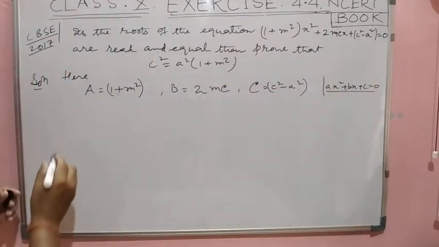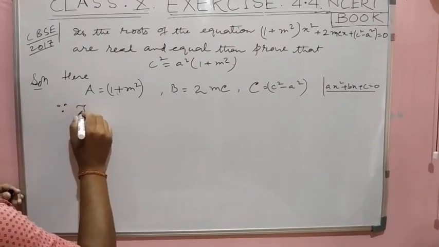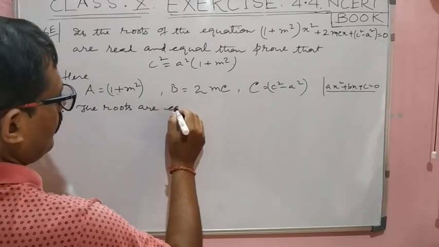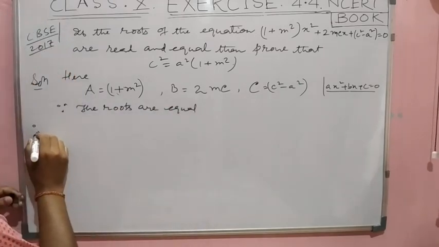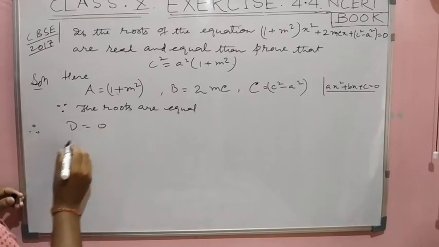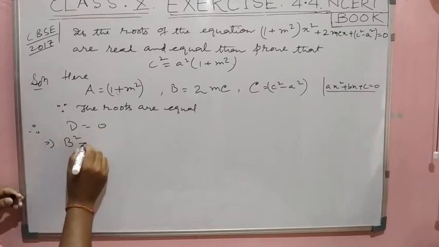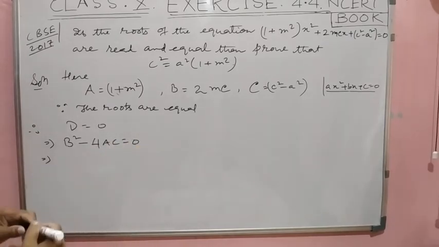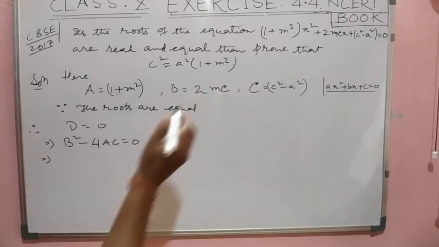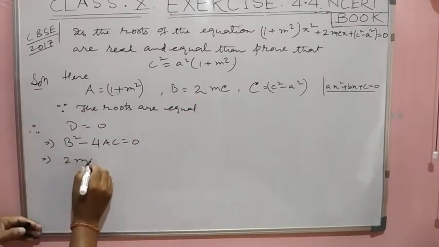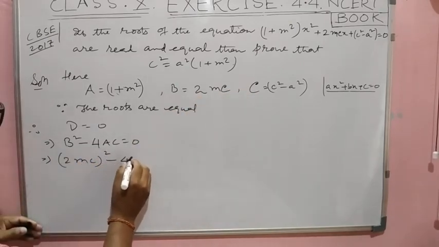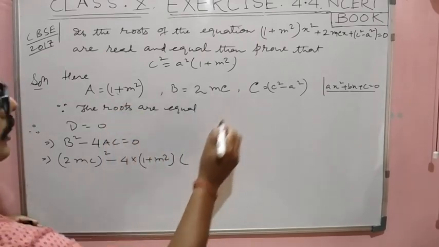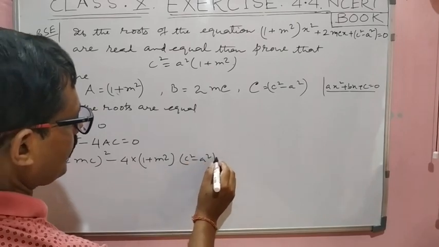So since the roots are equal, therefore D equal to 0. D means, now I will use capital, B square minus 4AC. Here B means (2mc) whole square, 4A means 4 into (1 plus m square), C means (c square minus a square) equal to 0.